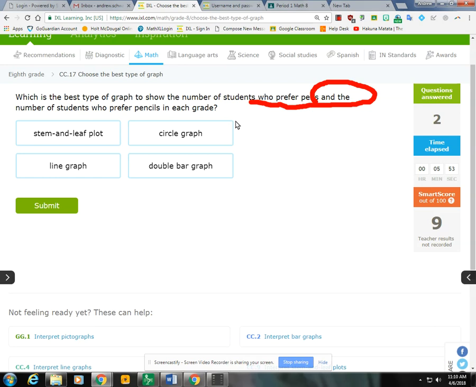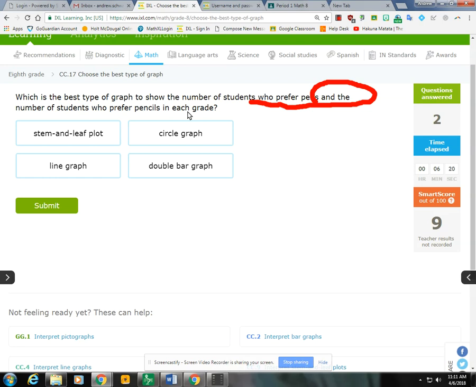Okay, it's either circle graph or stem and leaf plot. Here's what I'm saying it is: circle graph. Here's why. Because a circle graph does percentages, right? And if we have the number of students in a grade, but in each grade, the number of students who prefer pens and who prefer pencils in each grade.